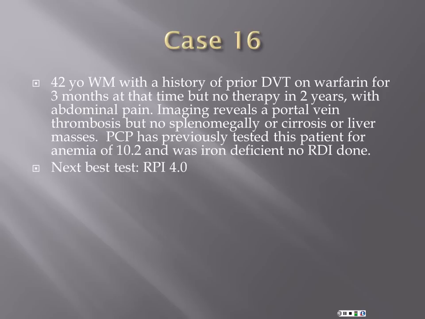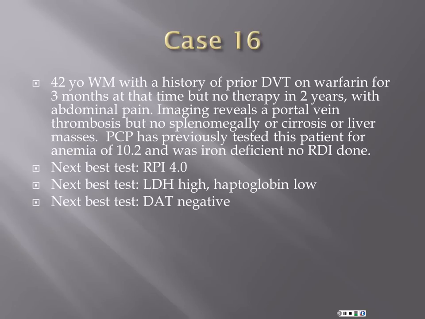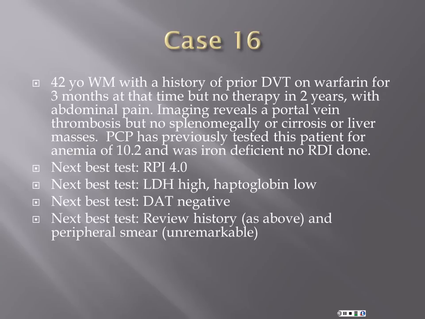Okay, his RPI is 4.0. He had iron deficiency, so it could have been falsely low. What's the next best test? And again, I don't think the boards are too tricky. LDH is high, haptoglobin is low. Next test is? DAT is negative. Next best test is? History and smear. His smear is unremarkable. His history doesn't reveal much except what we talked about above with the clots and all. A little bit of a red flag. What's the next best test?